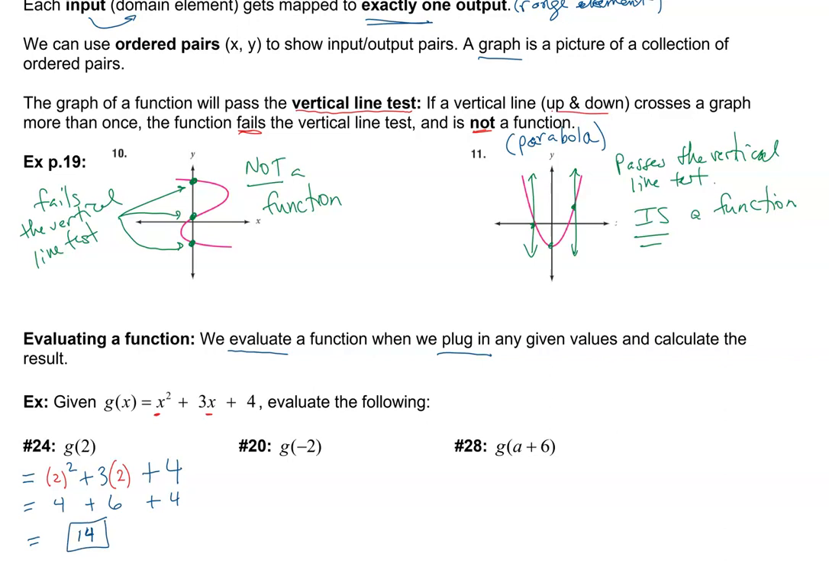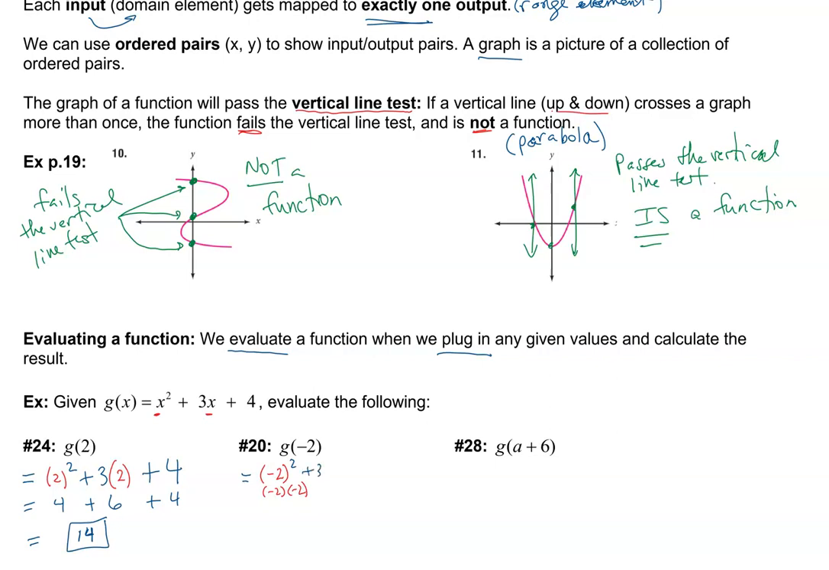Second example, number 20, g of negative 2. So working with a negative, let's get everybody on the same page. When we plug in the negative 2, the parentheses here are actually essential to make sure we square the entire negative 2. We really want to take the entire negative 2 times another negative 2. Our calculators don't even know that we want to include the negative when we want to square negative 2. So be super careful with that.